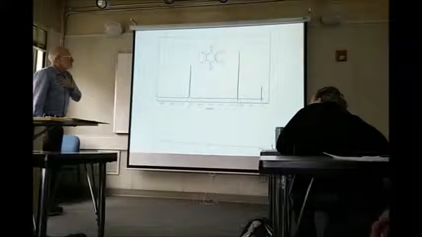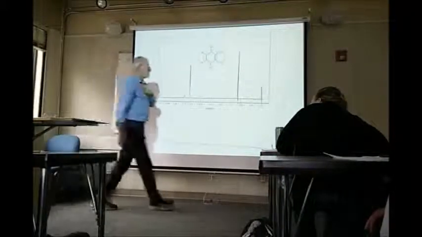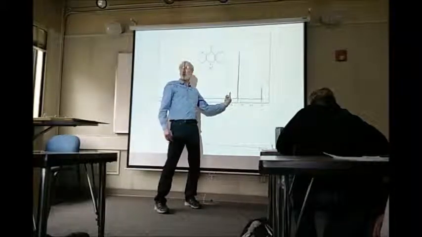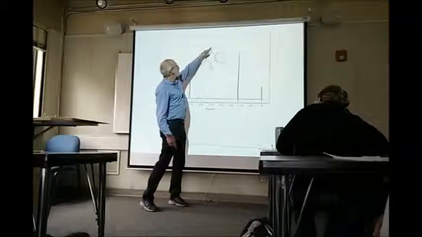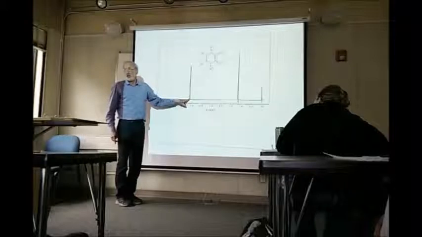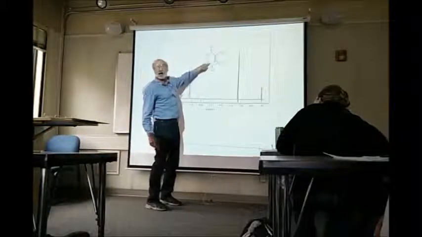Now, there's another thing that's odd about this. You remember where the methyl group attached to an oxygen was? It was down around 3 parts per million. There's no oxygen here, so why are those protons so de-shielded? And the reason is because of the electrons in that ring.